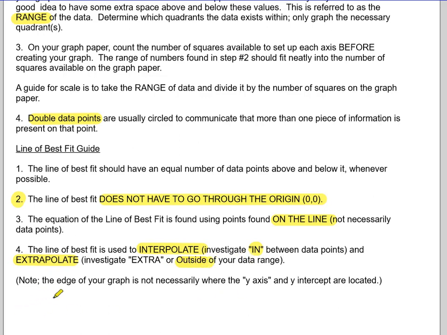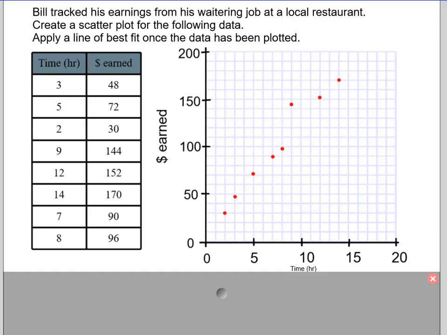And then lastly, the edge of your graph is not necessarily where the y-axis and y-intercept are located. I'm going to do one today with that to try and show that. So let's jump right in.